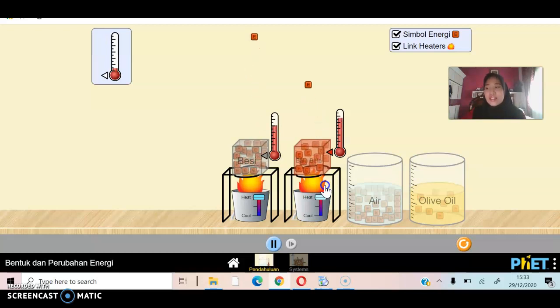Okay, we know there is a transfer of energy from the fire to the bricks and also the iron, which causes an increase in energy and temperature for each object. Okay, we stop it, and after that we cool the objects.